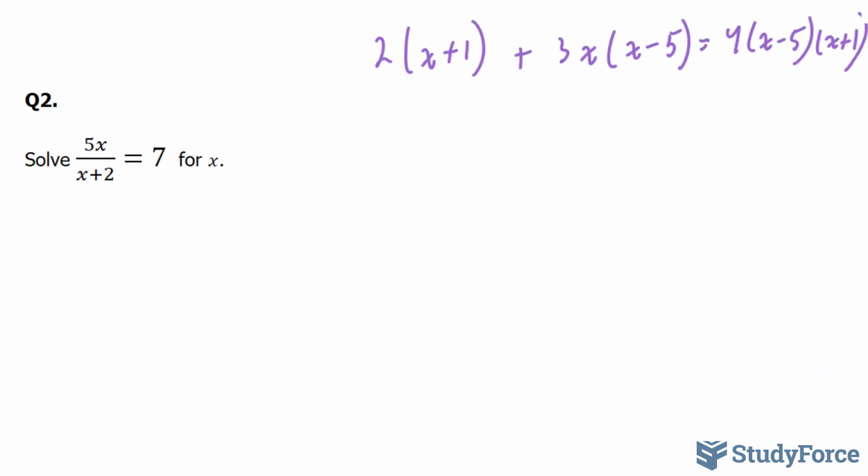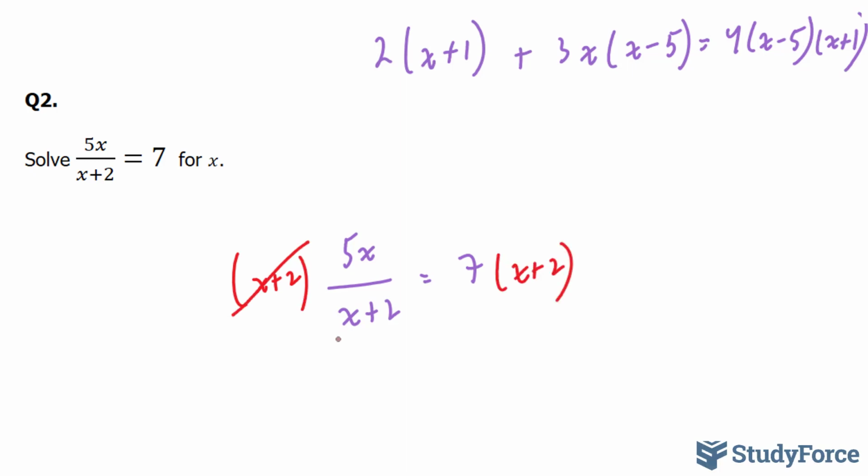Let's try question number 2. In question number 2, they're asking us to solve 5x over x plus 2 is equal to 7 for x. Of course, this question is a little bit easier than the previous one, but the same methods apply. What we're going to do is multiply the left and the right side by x plus 2. We end up with, now this is just the equation as it was written, if we multiply x plus 2 on both sides, this canceling with that. 5x on the left side, 7x plus 14 on the right side.